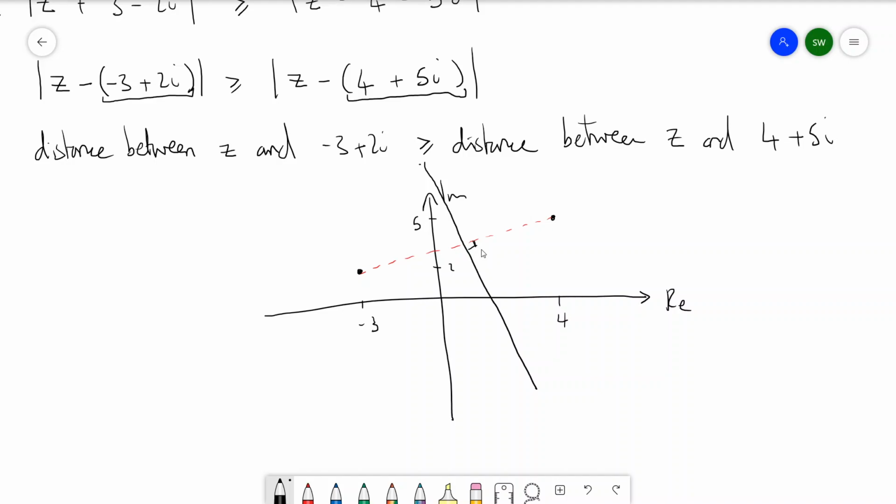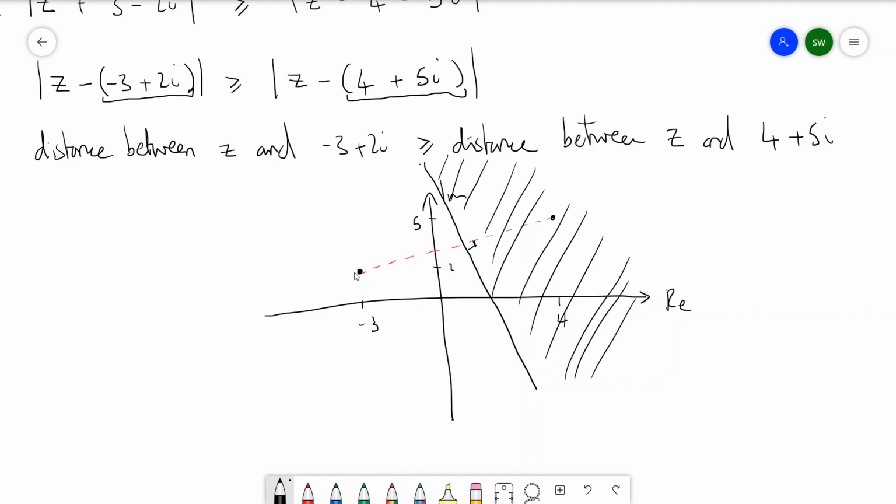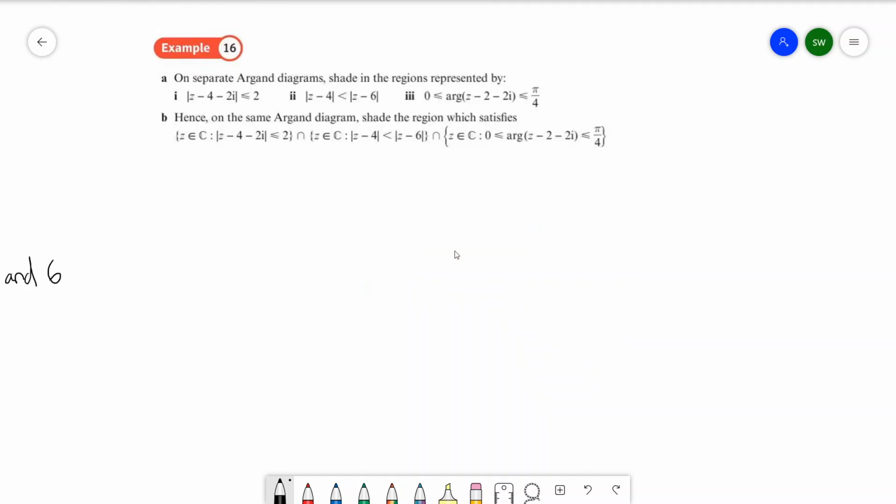We want the distance from z to 4 plus 5i to be less than the distance to minus 3 plus 2i. So we want all the points that are closer to 4 plus 5i, which are the points on this side of the line this time. Okay? And obviously you could work out the equation of this perpendicular bisector fairly easily. The last one is perhaps the hardest to get your head around.